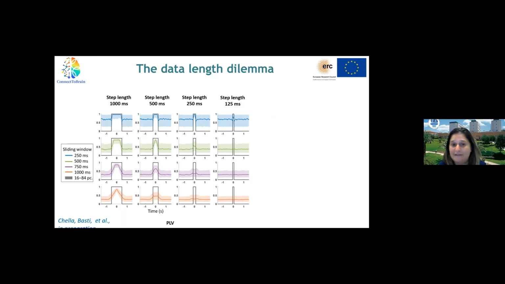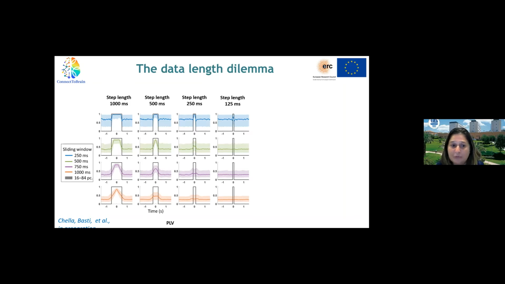But what happens if, as is likely in the brain, the connectivity is not always up, but varies with time? In this case, you can see that we simulated the duration of the connectivity state as the step length. So here you have a connectivity between two regions that is lasting for 1 second. And then when you move towards the right, the duration of the connectivity state is shorter. The minimum value that we simulated is 125 milliseconds.